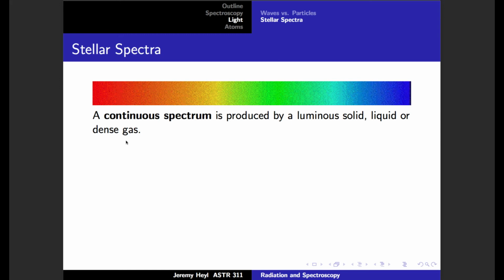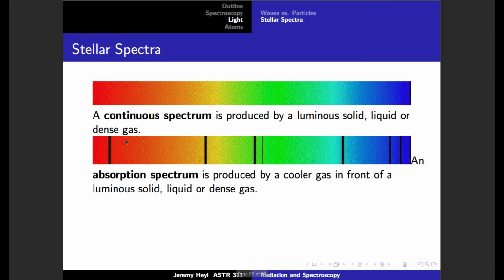So this continuous spectrum, from my hand or you can get it from a liquid or even a gas, occurs when the gas is so thick or the material is so thick that it's opaque. You can't see through it. And that gives you a continuous spectrum.